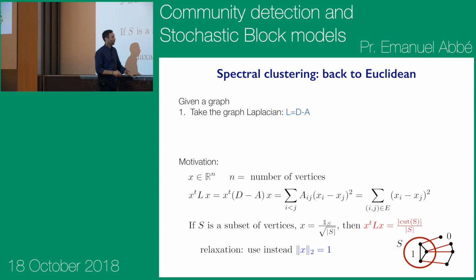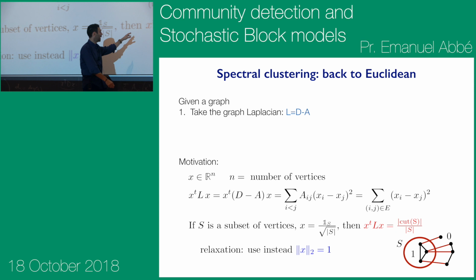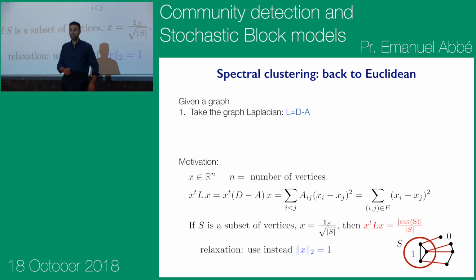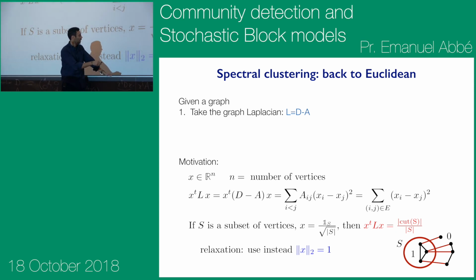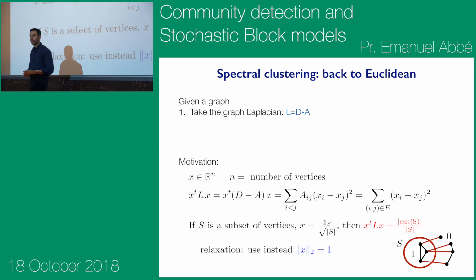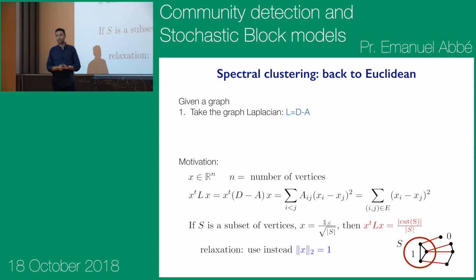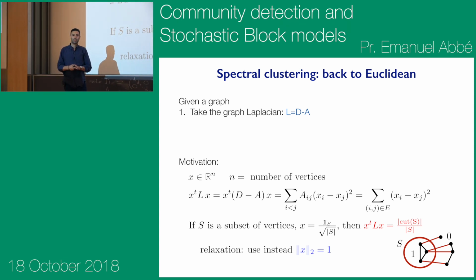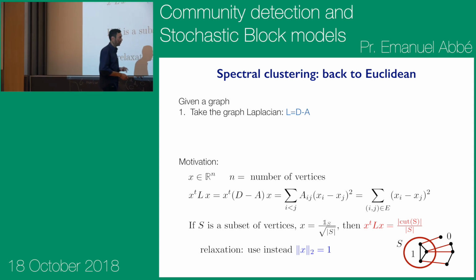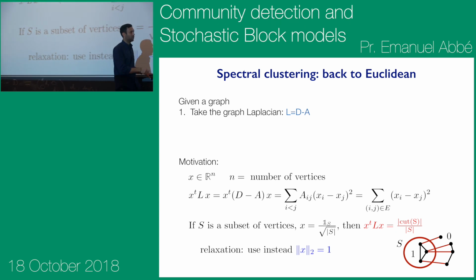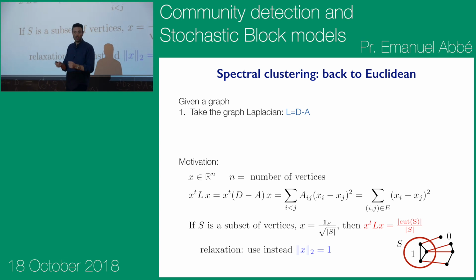Now the good news is that if you forget about this integral constraint and go to an x which is a real valued vector, now you know what problem this is. If I ask you to find the minimum of this under this Euclidean constraint, what is this? What is the vector that minimizes x transpose L x when x has norm 1? L is symmetrical, so it has an eigenvalue decomposition, and if you try to find the vector with least inner product here, it's exactly going to be the eigenvector of L with smallest eigenvalue.